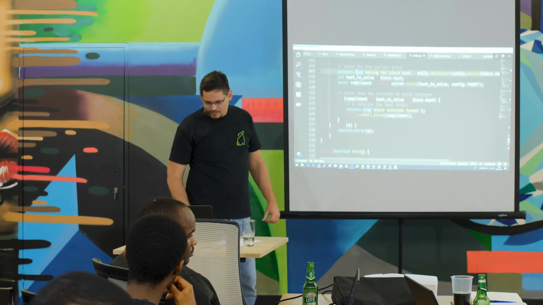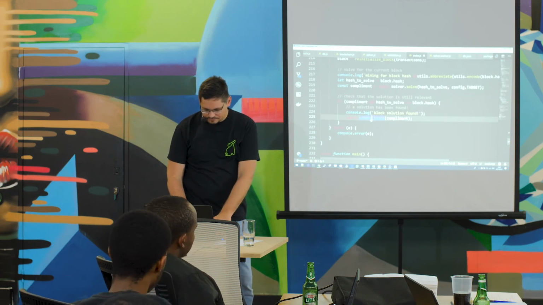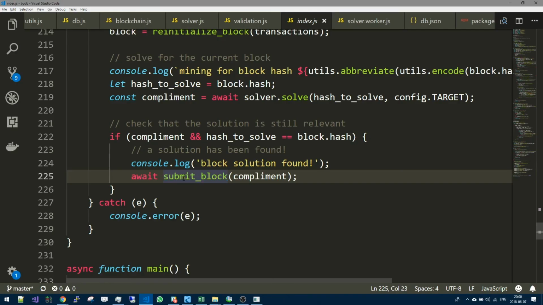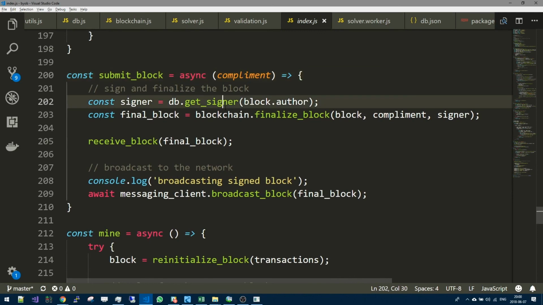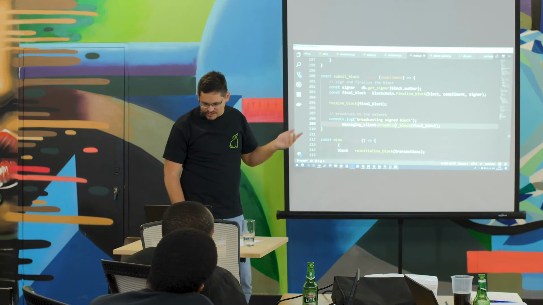So what happens when it finds a block? When you find the solution to a block, a number of cool things happen because you now found what is supposed to be a very rare solution. It signs the block and finalizes it by giving it the new complement, which is the solution, the signer, and then it calls the very same function that is called when a new block is received from the network. And then it broadcasts the block.